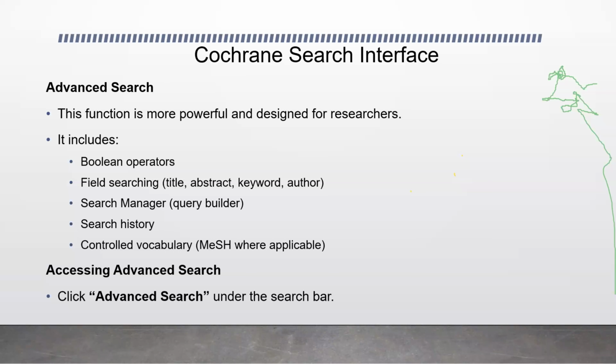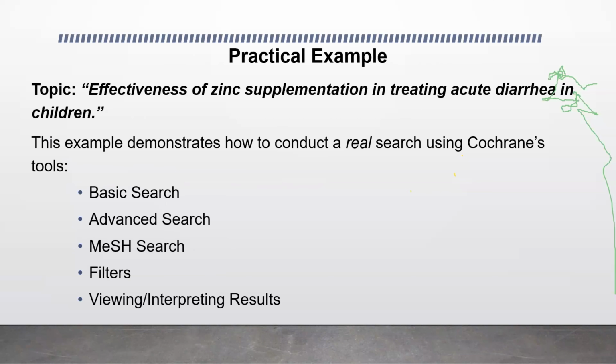So how can you access advanced search? You can just click advanced search under the search bar. When you click, it will direct you to the advanced search tool for further searching procedures. So we'll see this when it comes to practicals. So this is a practical example that I wish we can start to do the practical sessions.